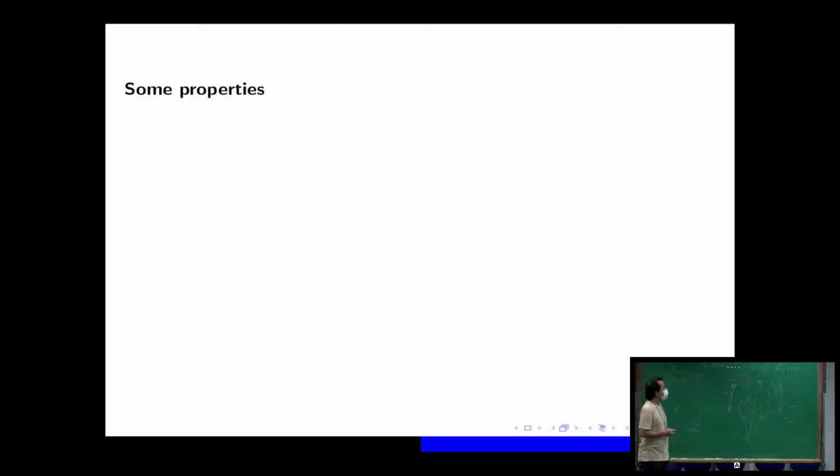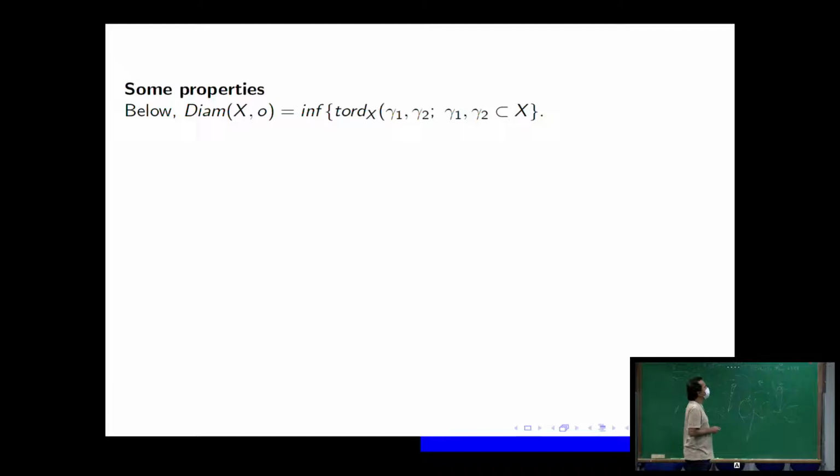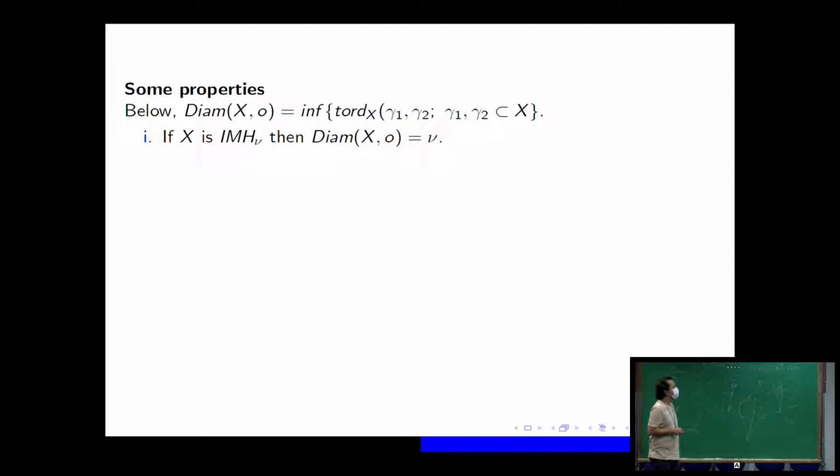From this approach, let me speak about some properties. They are easy properties, but sometimes can be good in order to detect things. For example, you can speak about the diameter of a germ, the infimum of the contacts. If you have a small contact, it means you have a large distance. This is a non-Archimedean set, right? So it's easy to see that if X is an inner metric horn, then the diameter is equal to nu.